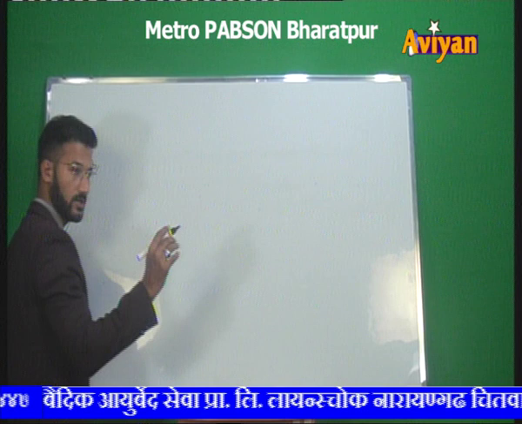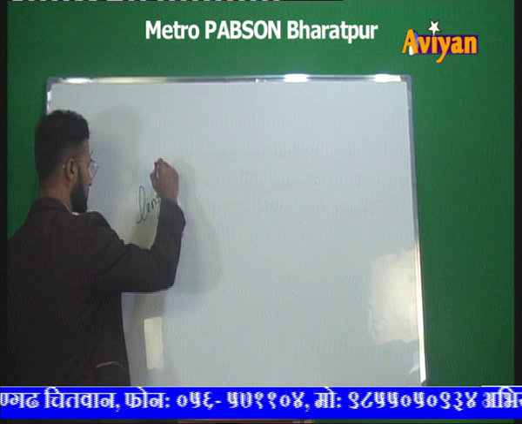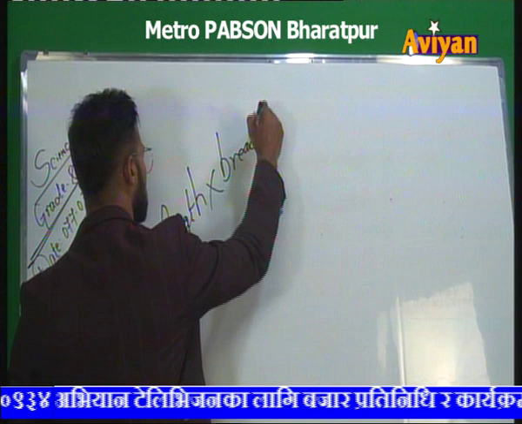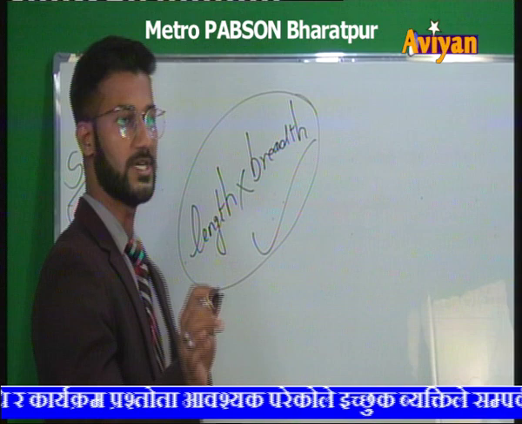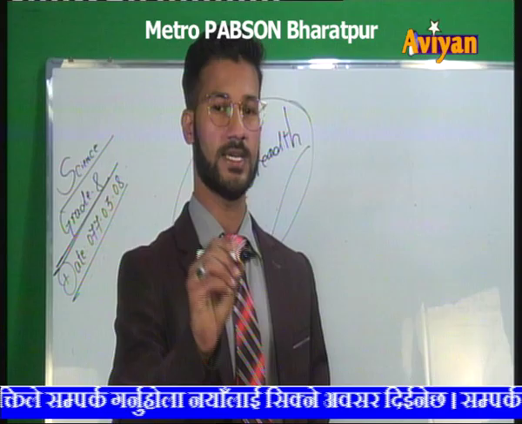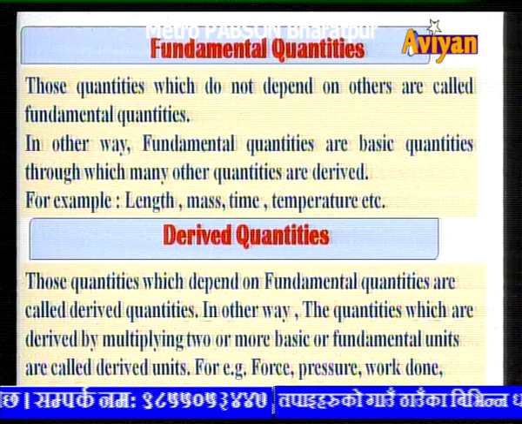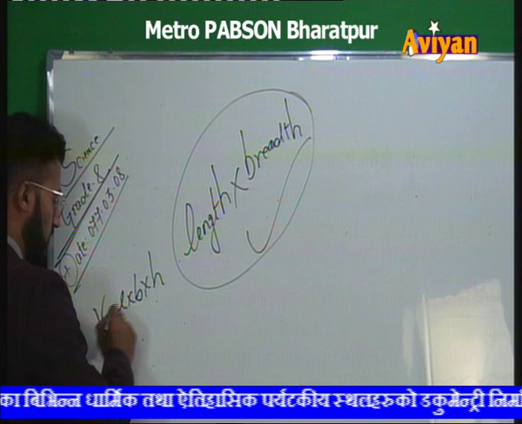If length is fundamental, then length into breadth, that is area, is derived. Very simple to understand. If length is fundamental, then length into breadth forms derived. Similarly, volume. What does volume mean? You can see here, volume means L into B into S. Look at here, this volume requires 3 fundamental quantities to combine. Means what? Volume is derived.